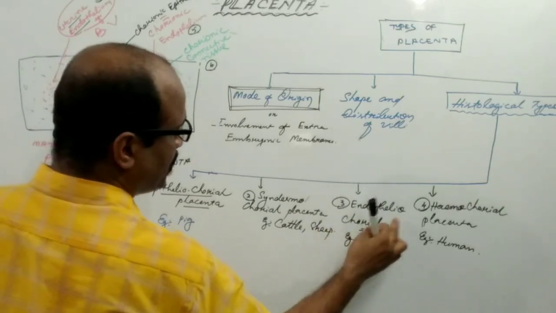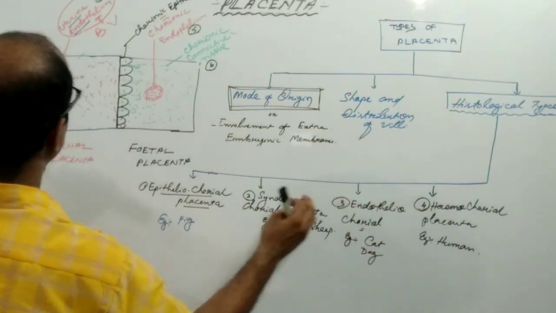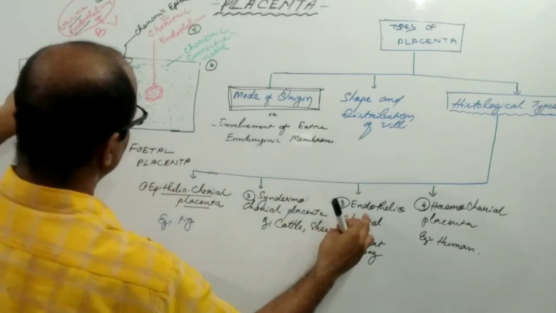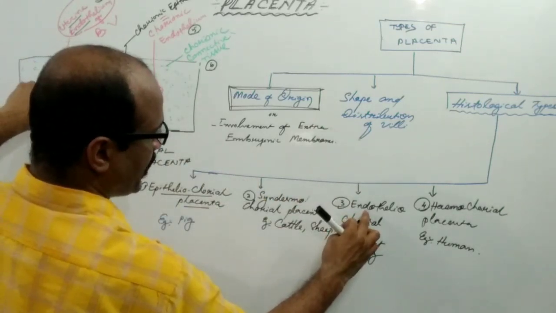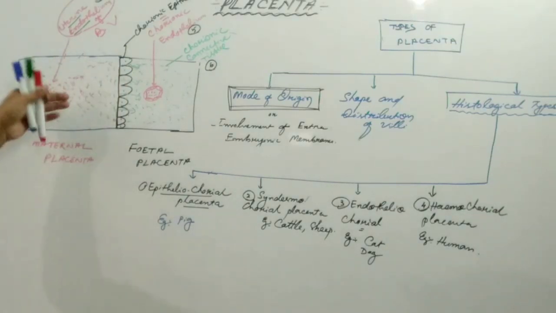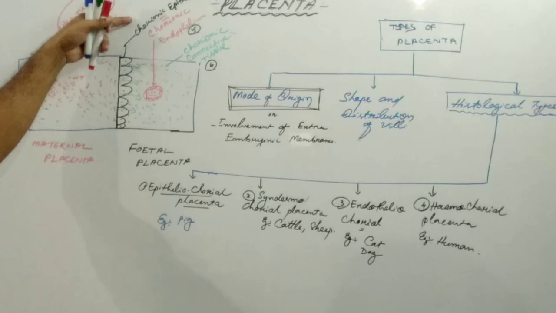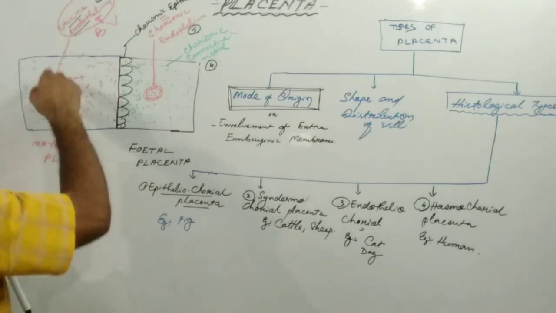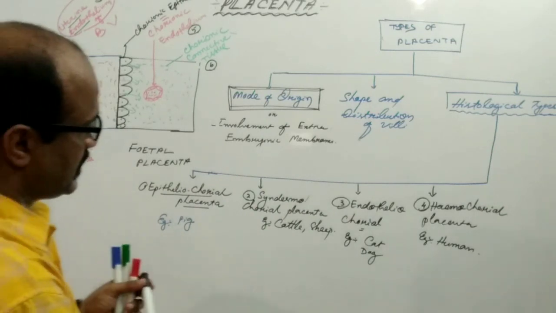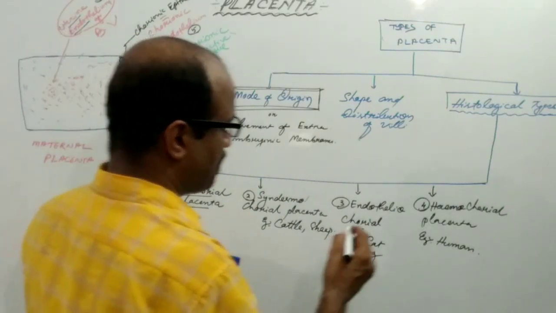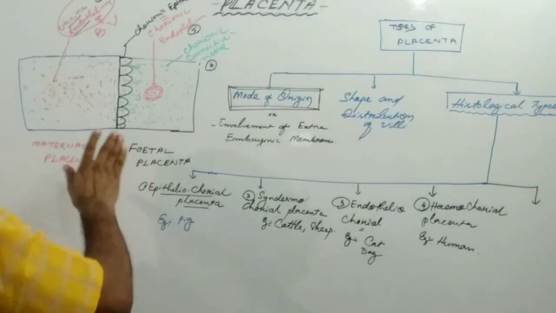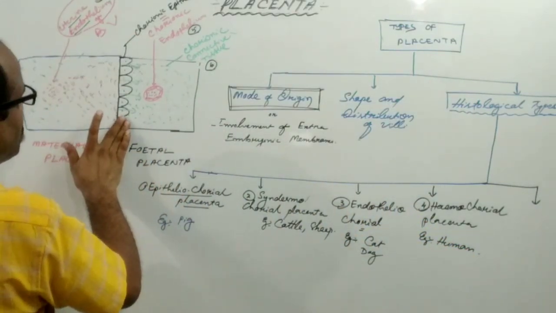In case of endotheliochorial, the endothelium directly comes in contact with the chorion. That's why such a type of placenta is known as the endotheliochorial. So here, in case of human, blood directly comes in contact with the chorionic epithelium because there is the breakdown of the endothelium of blood vessels of the uterus. Now come to the last type of the placenta. Again another barrier may break down.